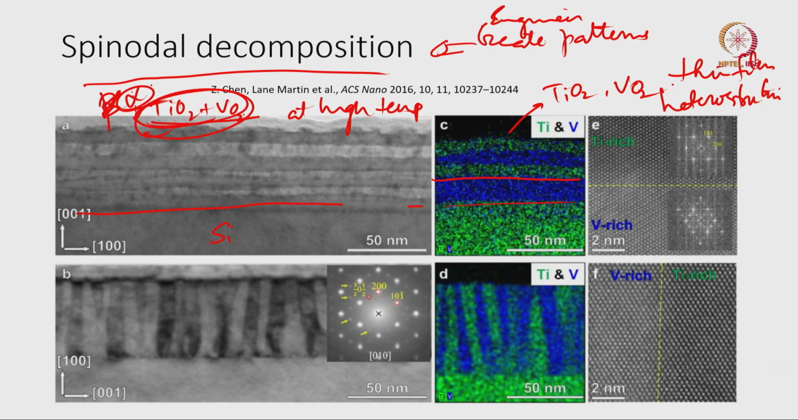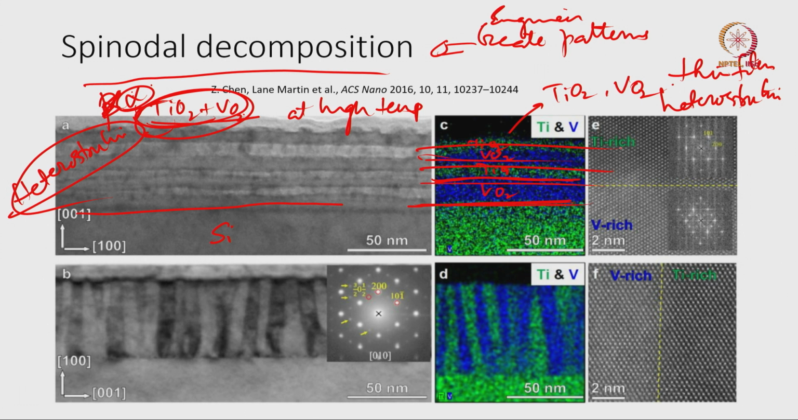But as I cool it down, at room temperature, it spontaneously segregates into a vanadium oxide rich region, titanium oxide rich region, vanadium oxide rich region, titanium oxide rich region, and as a result, what I am getting is a heterostructure, right, and this is a lateral heterostructure. So, I am getting films in this direction, okay.